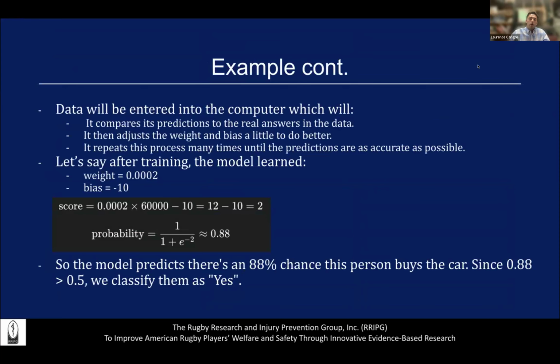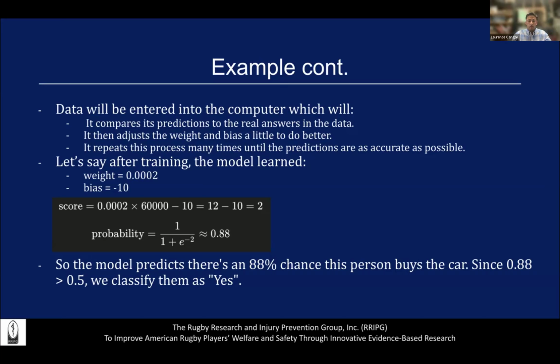So looking at how we can predict that, the data is going to be entered into the computer, and it's going to process this data and make predictions based on the real answers in the data. So the income and who buys the cars. It's going to adjust the weight and biases, and then it's going to repeat this process as many times until the predictions are as accurate as possible.